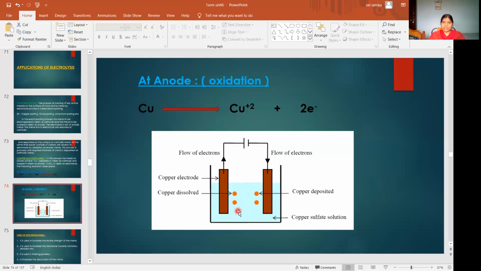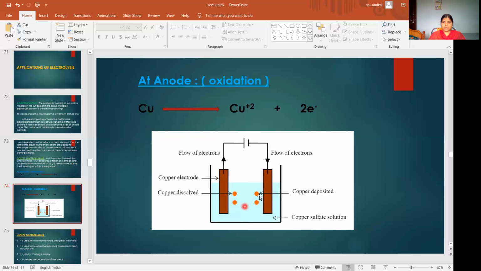So here, whatever ions are present in the solution and whatever Cu2+ ions dissolved from this copper rod, they will move to the cathode. So after going to the cathode, what happens? Reduction takes place. So here at the anode, this copper rod is dissolving and we are getting Cu2+ ions and electrons are releasing. And whatever electrons are releasing, they flow through this wire and go to the cathode.